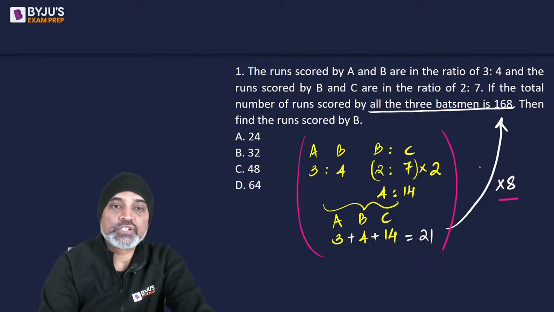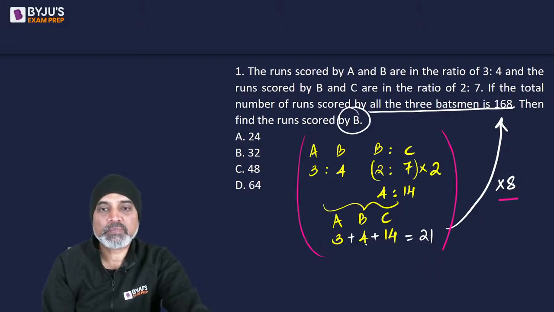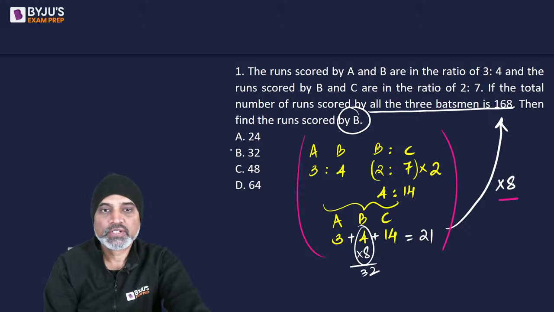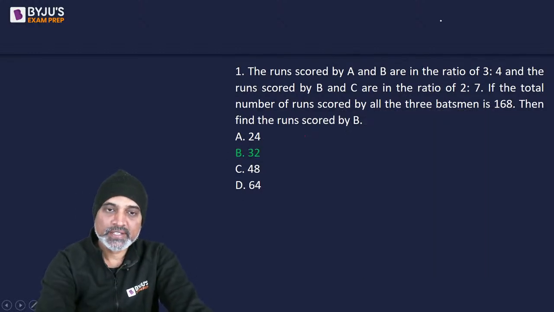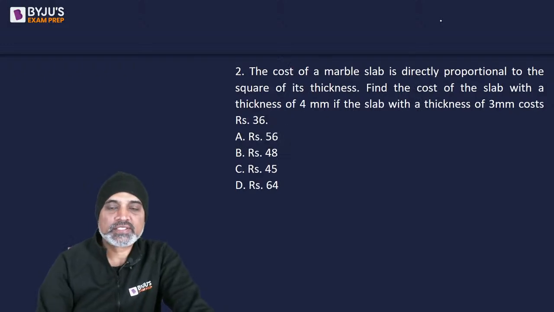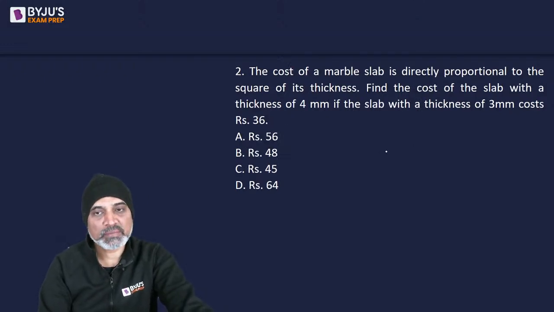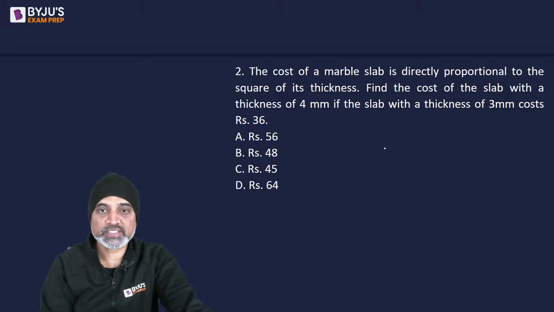Now, as per the question, we are asked the number of runs scored by B. So it's going to be 4 times 8, that will result in 32. So we will have option B as the answer. Right? Okay. Next, the cost of a marble slab is directly proportional to the square of its thickness.